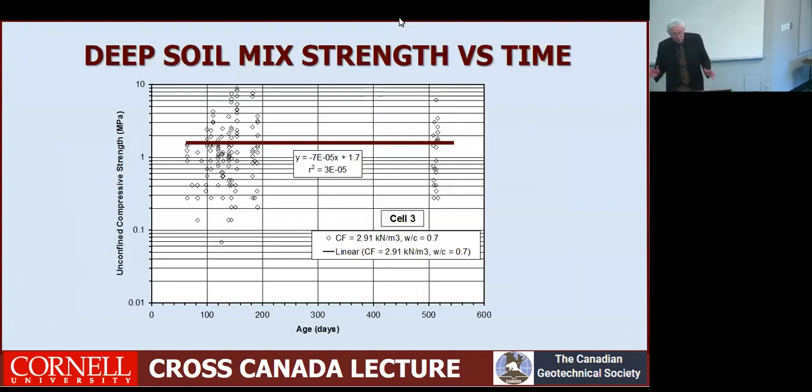Here are some deep mix soil properties versus time. And so what you see in this plot is the unconfined compressive strength of the soil mix taken from various in-situ installations. And there's really not much change as you go from about 60 days out to 500 days. That doesn't mean that there's not some change in the strength of the soil mix because it's curing. That means that the variability of the data that we're able to get from the field is significant enough that it's just not large enough to show up on a statistical plot of this sort.